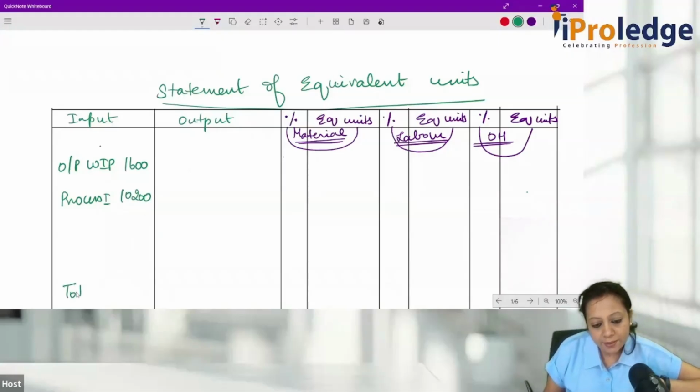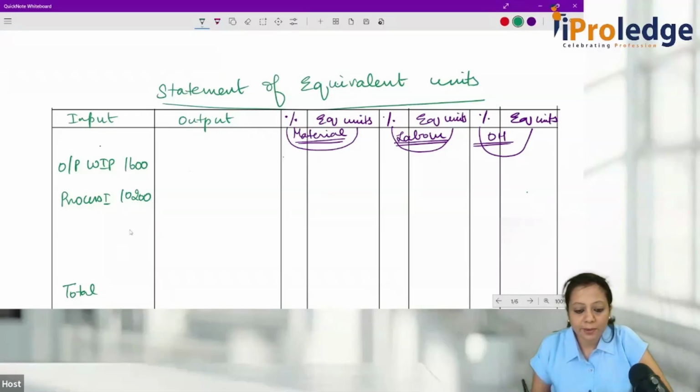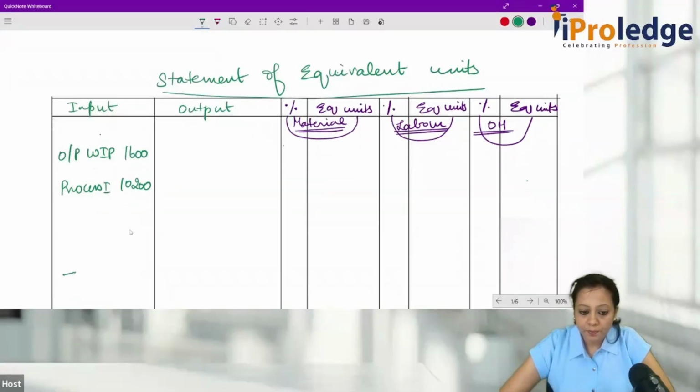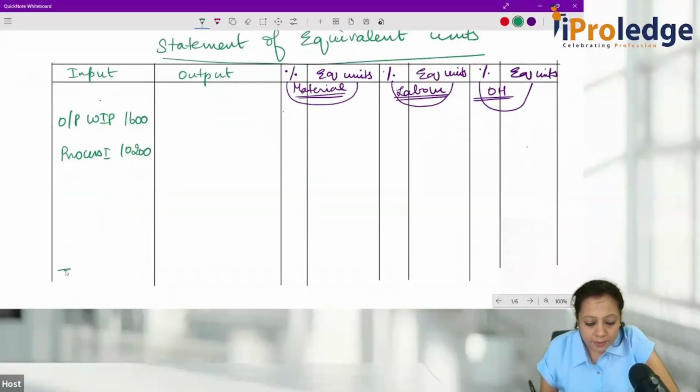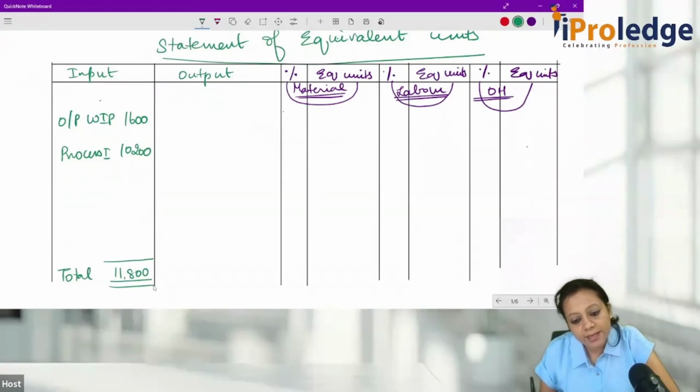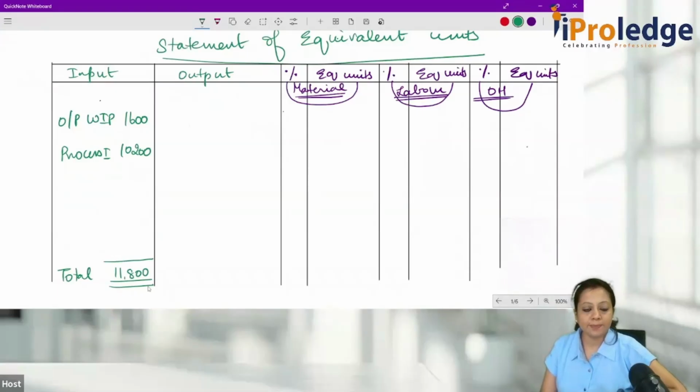Now, let us write down the total. The total is going to be, I will write it a little below, okay? The total is going to be, is it 11,800? Yes, dears. 11,800 units. In this, I think there is no confusion for anyone. So I hope everybody is very clear with this. Okay. Now we will go to the next one. It is going to be output.